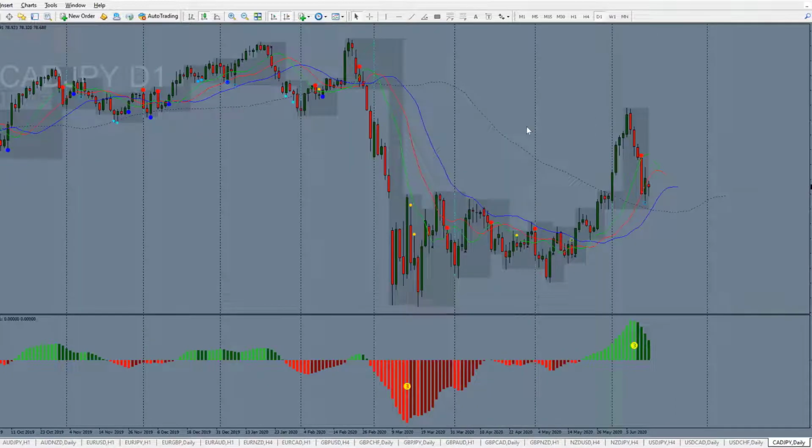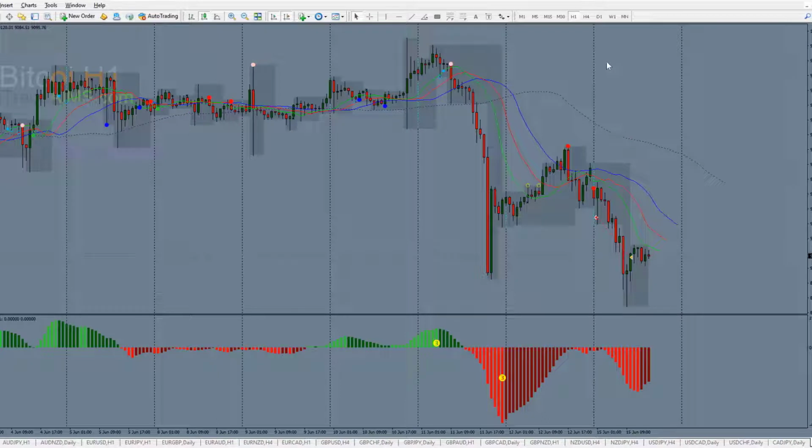CAD yen is doing the similar thing like all the other yen pairs. So you can just look back at what we talked about, New Zealand dollar yen and Australian dollar yen, similar kind of things. This is the Bitcoin.